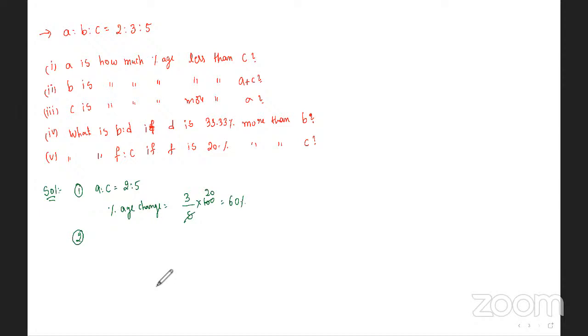B is how much percentage less than A plus C? So, मुझे अभी B is to A plus C का वैल्यू चाहिए. B कितना है? 3. A plus C कितना है? 2 plus 5. Right? 3:7. Right? I got B is to A plus C. Now the difference between this is 4.